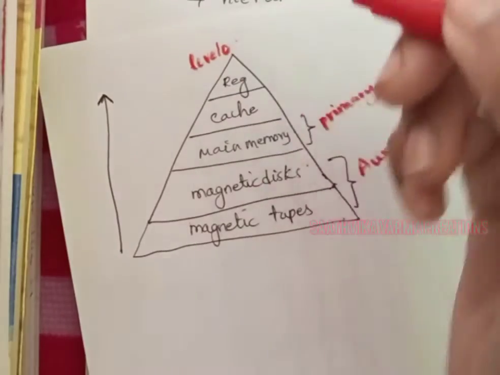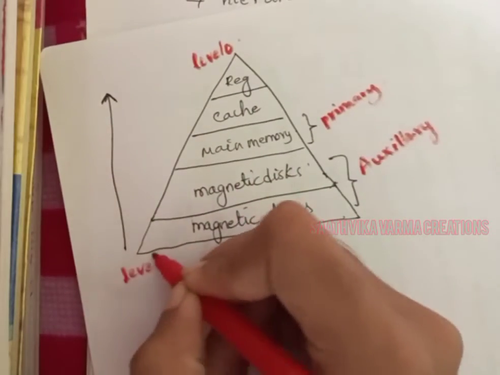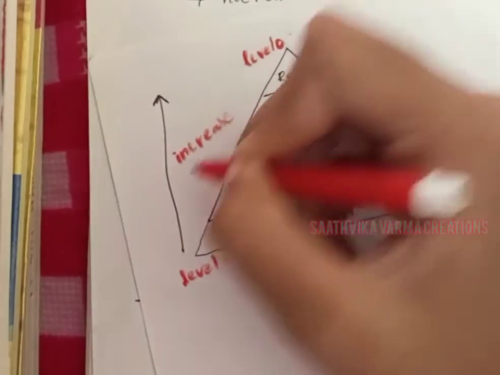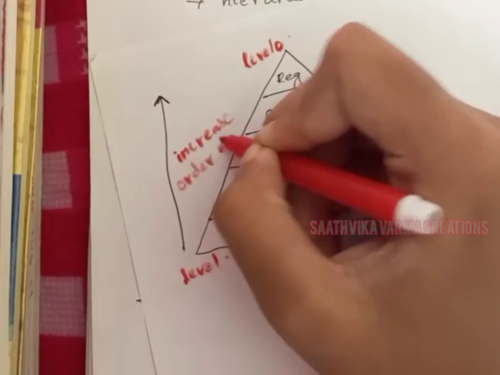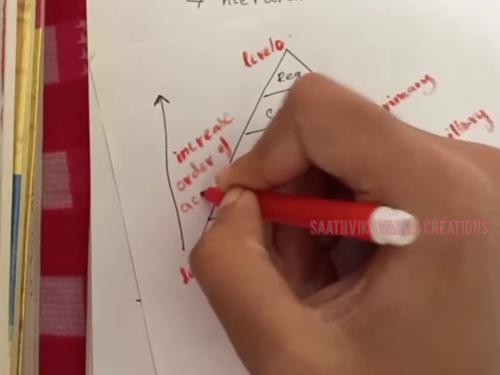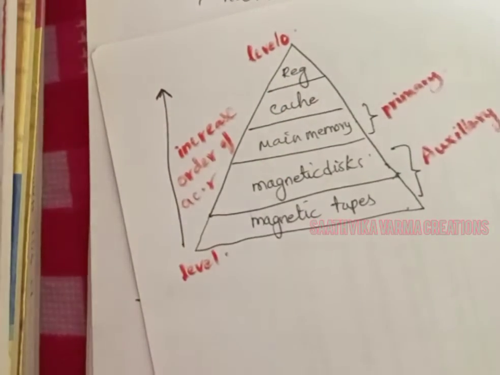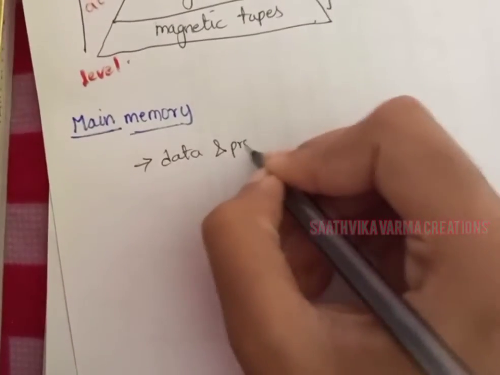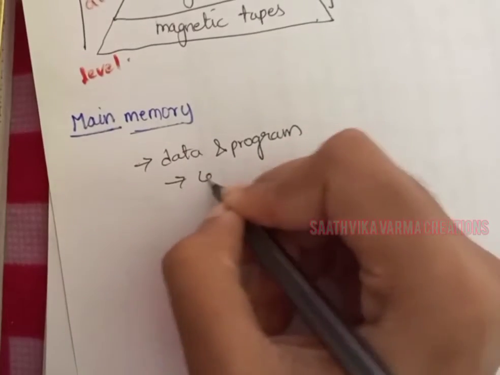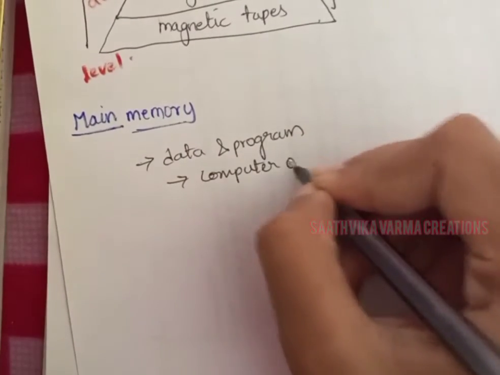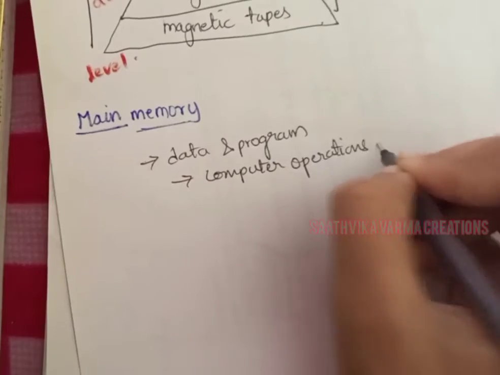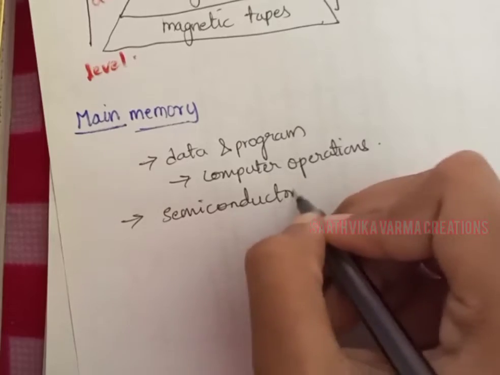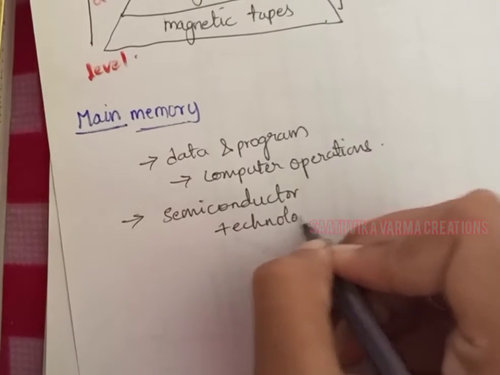Here we call the level 0 and here level 1. It is the increasing order of access ratio. It stores the data and program during computer operations, and it uses the semiconductor technology.